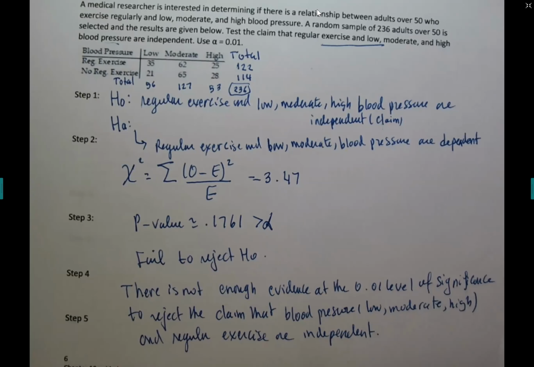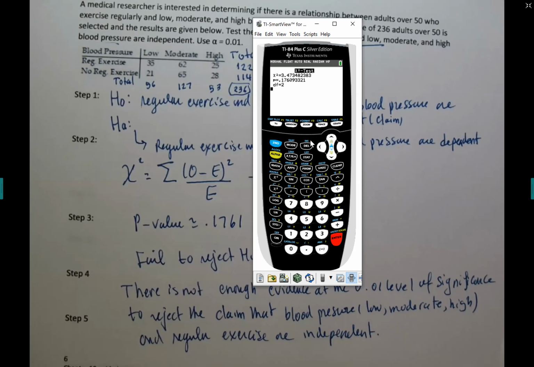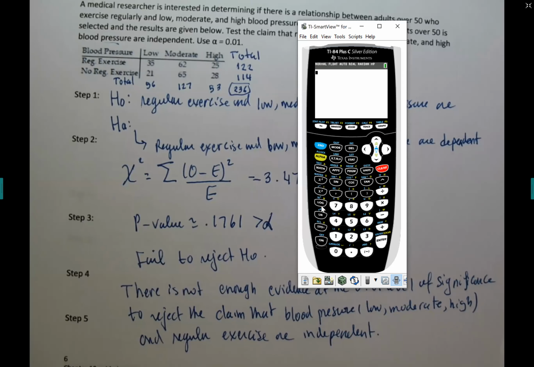Now, let me show you the expected values here. If you are to find the expected value for 35, this is what I said we have to do, guys. You take the row total, which is 122, multiply by 56, and divide by the grand total. So let me bring the calculator back. If you are to compute this, guys, let's see. I'm going to show you that the calculator has done the work already, but just show you. 122 times 56 divided by 236. So you get 28.9.